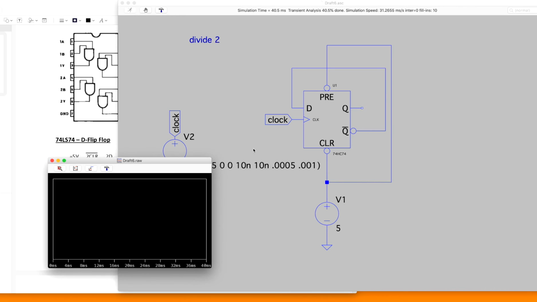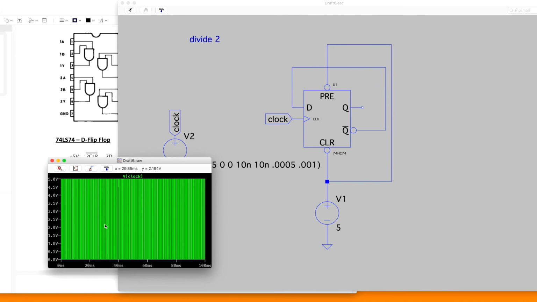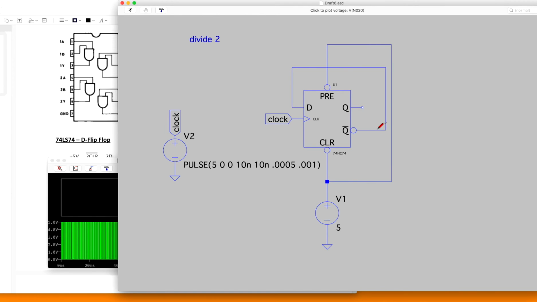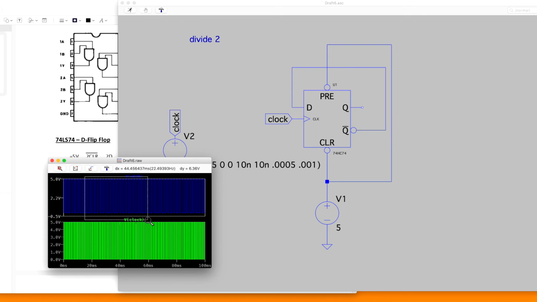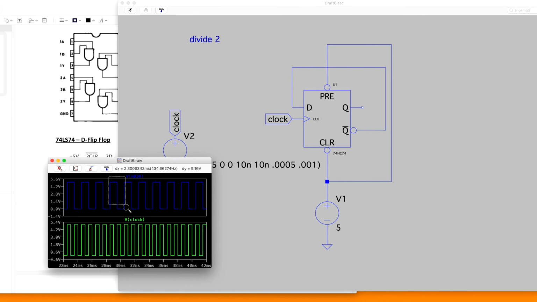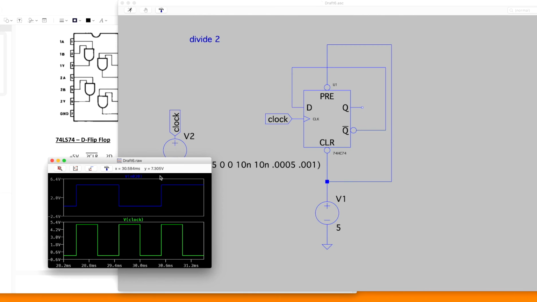I'll run this really quick. And then your output is taken at the inverting node. We'll zoom in a little bit here. So for every 1 period of your output, you'll have 2 periods of your input clock. So here is your divide by 2.